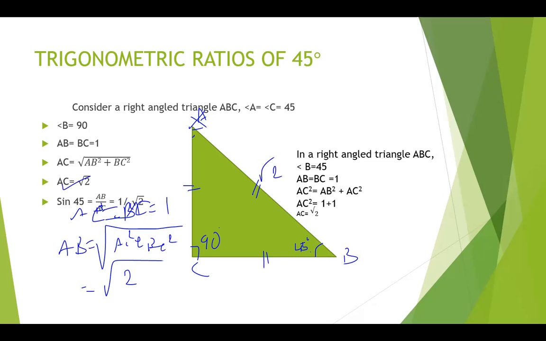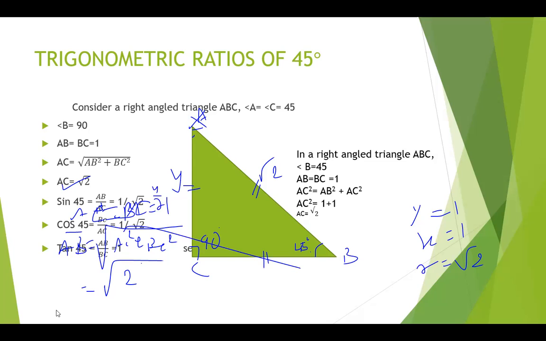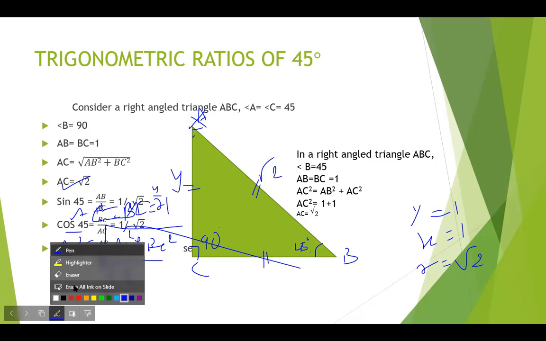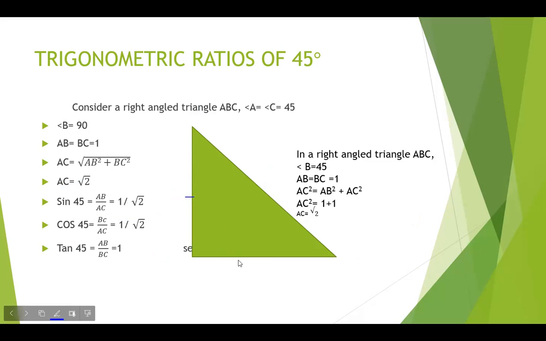So what happens? For sine 45 degree, suppose I take sine 45 degree, opposite side y, it is of length 1. Adjacent side x is also of length 1. Hypotenuse is of length root 2. So sin theta, if I say opposite side divided by hypotenuse, 1 by root 2. For cos 45 also, adjacent side divided by hypotenuse, 1 by root 2. Then tan 45. Tan 45 degree is the ratio of opposite side divided by adjacent side for this 45 degree. Means it is 1 by 1, it is 1.